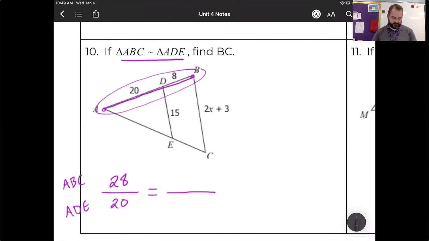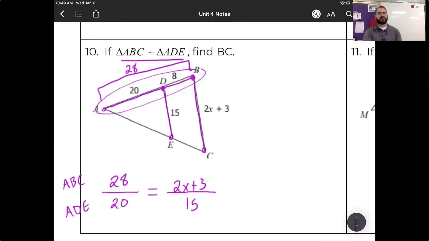Now, the full side that goes on the other side is this BC length, 2x plus 3, and it matches up to this full side, 15. And those are each a full side of the triangle. Now we can cross multiply and solve.